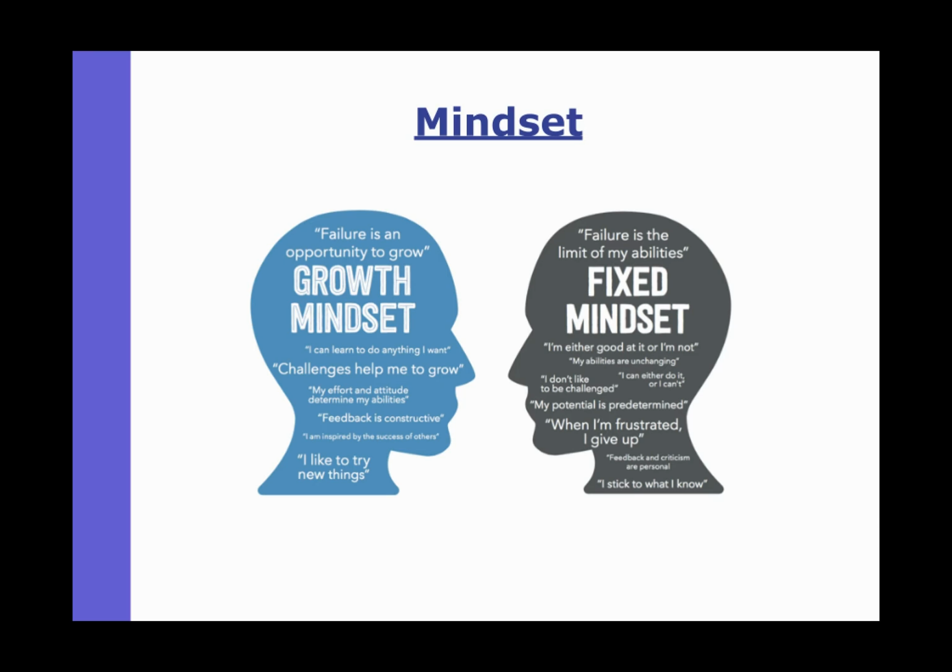If you have a fixed mindset, which would mean you probably have an external locus of control, failure is the limit of my abilities. I am either good at it or I am not. My abilities are unchanging. I can either do it or I can't. I don't like to be challenged.